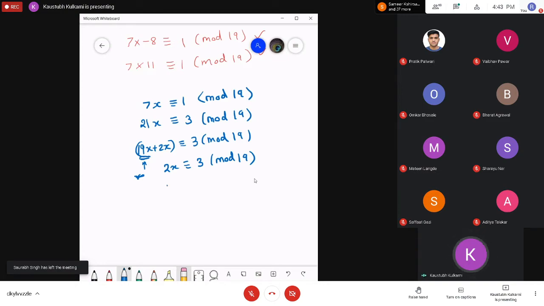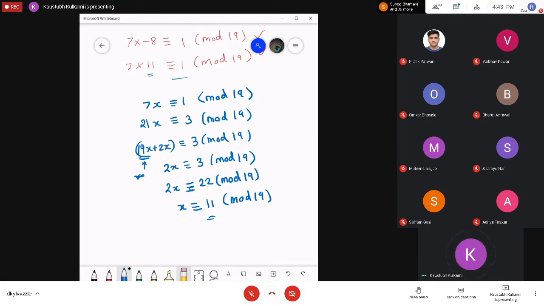Then we can add 19 to the 3, because the remainder will remain the same, giving 22 mod 19, and then we can divide by 2 on both sides, so x is congruent to 11 mod 19. So we found the 11 in another way. If you understood this, it's okay, otherwise it's fine.